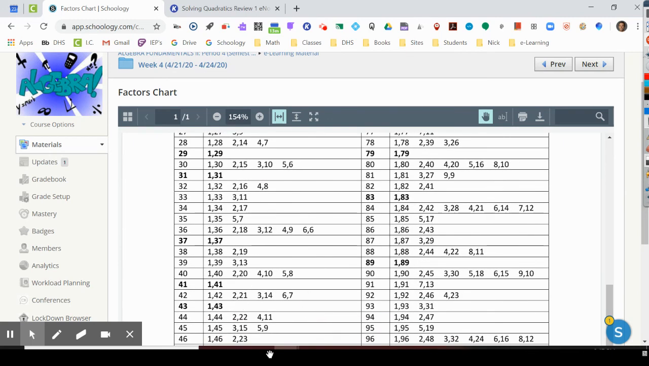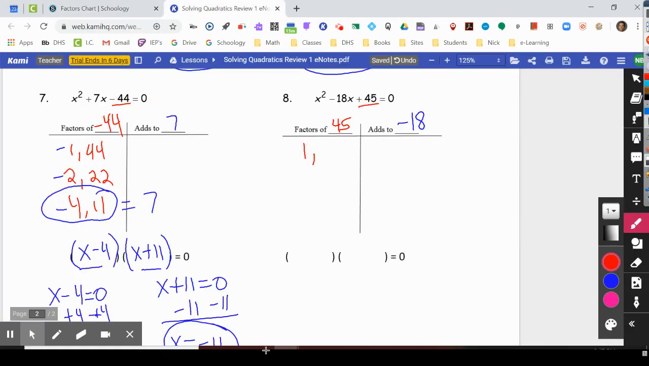We have 1 and 45, 3 and 15, and 5 and 9. Now that I've listed out these factors, they have to somehow add to a negative 18. Wait a second. If they multiply to a positive but add to a negative, the only way that's possible is if they are both negative.